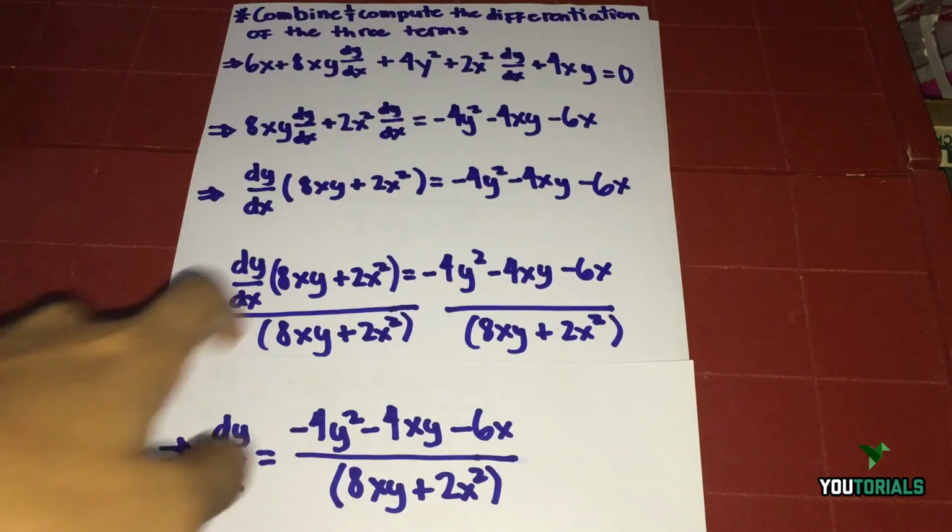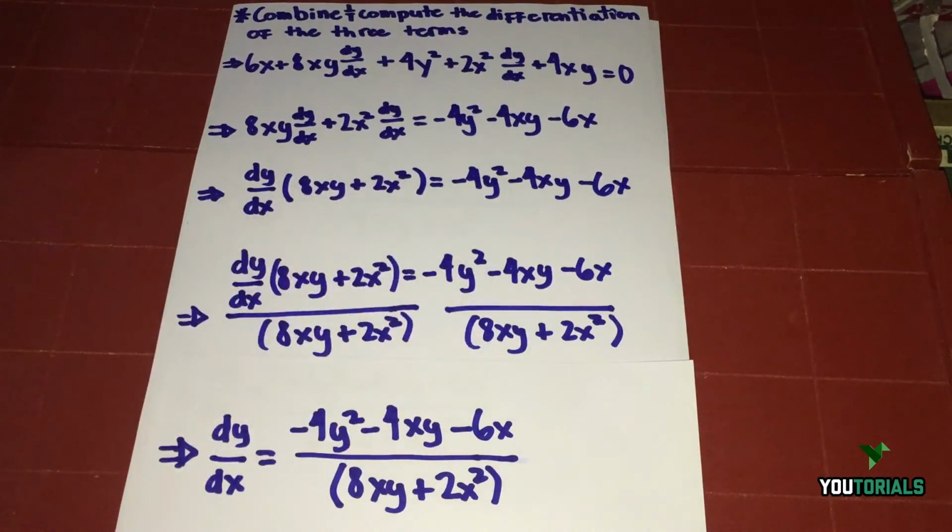Now, to remove this one, we will divide both sides by it, like so. dy over dx times 8xy plus 2x squared over 8xy plus 2x squared is equal to negative 4y squared minus 4xy minus 6x over 8xy plus 2x squared. Now we get the answer. dy over dx is equal to negative 4y squared minus 4xy minus 6x over 8xy plus 2x squared.